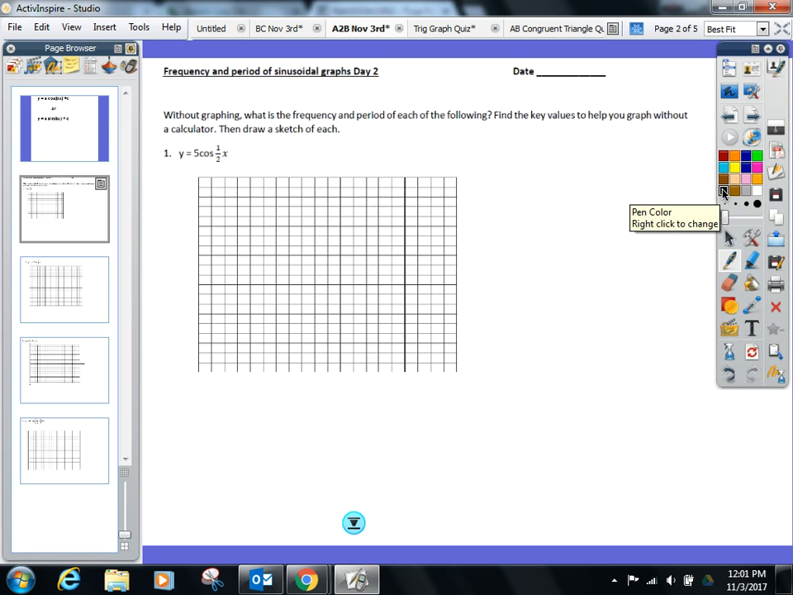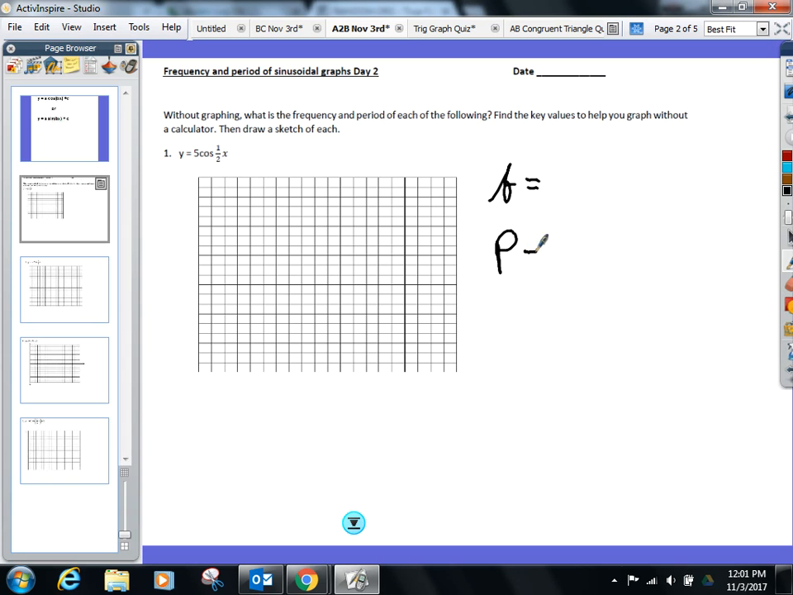Okay, let's get to this. 5 cosine 1/2 x. Don't even touch the graph, please. What I need from you before we set up any graph, hey, what's the frequency, which will lead me to the period, and I want to know what's the min and the max.